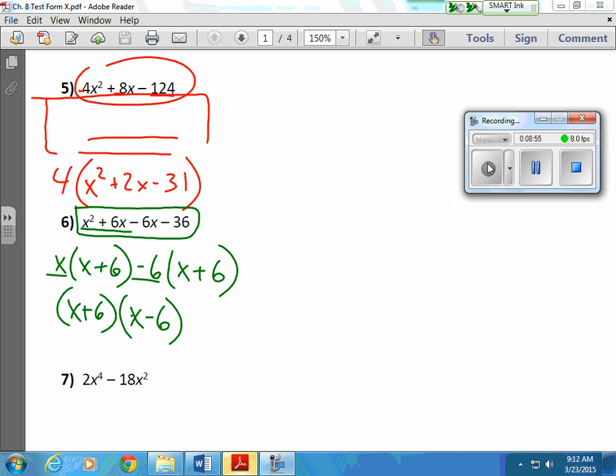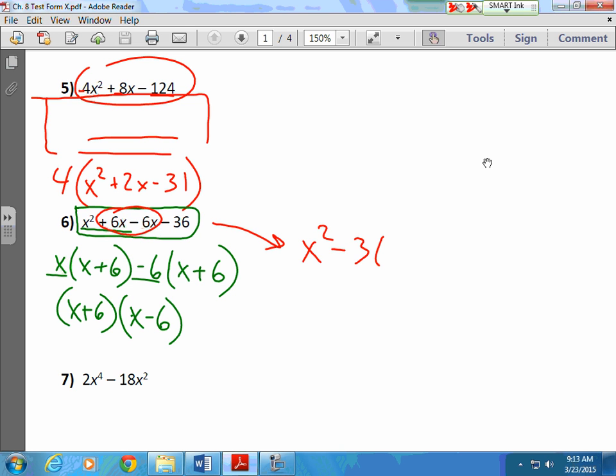Or you could notice, and you need to be able to notice things in math, that the x squared plus 6x minus 6x is going to become 0 in the middle. Those are going to cancel each other out, and you'd be left with x squared minus 36. These are two different ways. You could do that and get this answer, or do factoring by grouping and not cancel and get that answer. Either way, you would get the same thing.